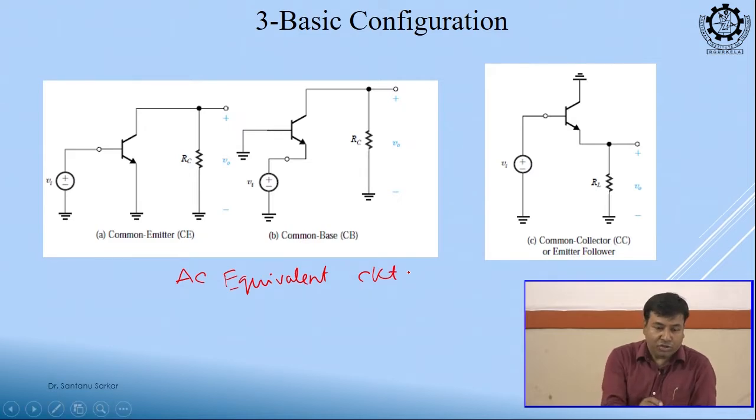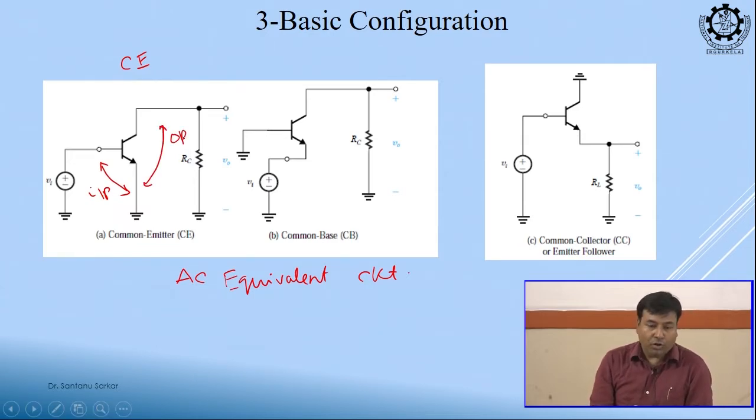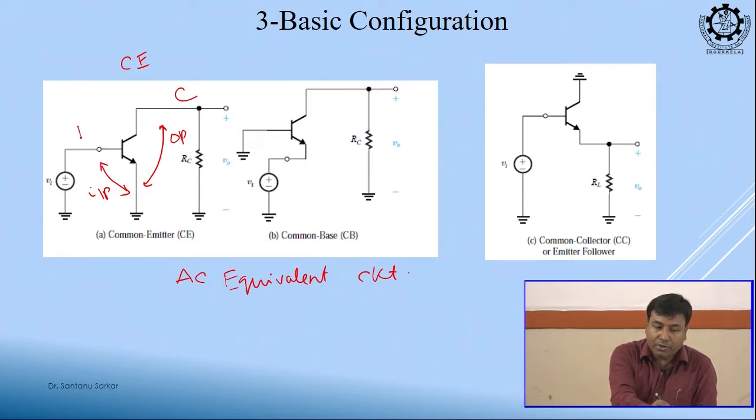Okay. So, this is our common emitter. You see, emitter is grounded, input is given to base. So, emitter is common to the input side, emitter is also common to the output side. So, in common emitter, from where you are taking the output? Output you are taking from collector, input you are given to base.